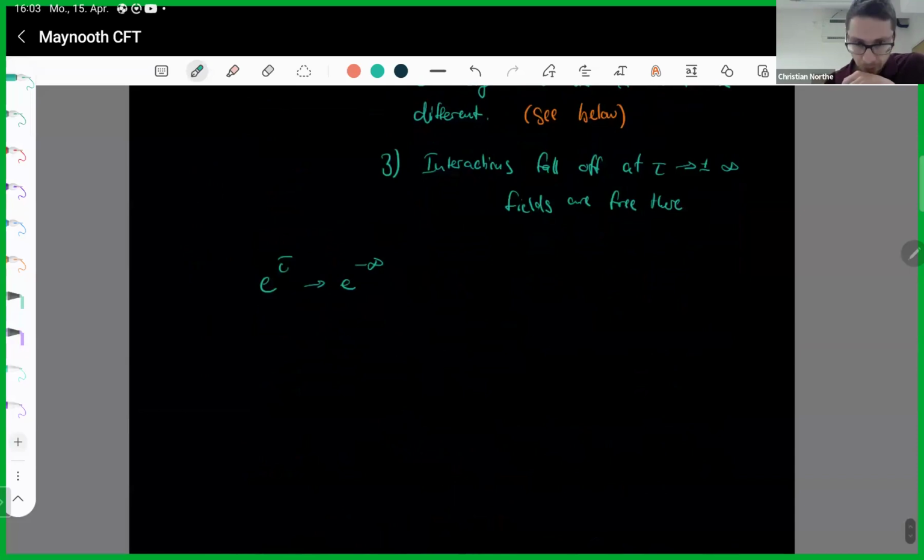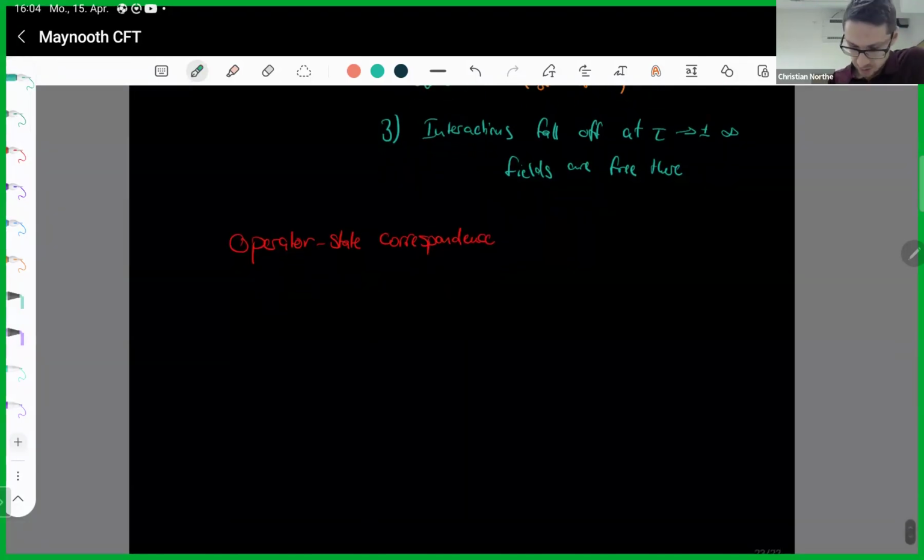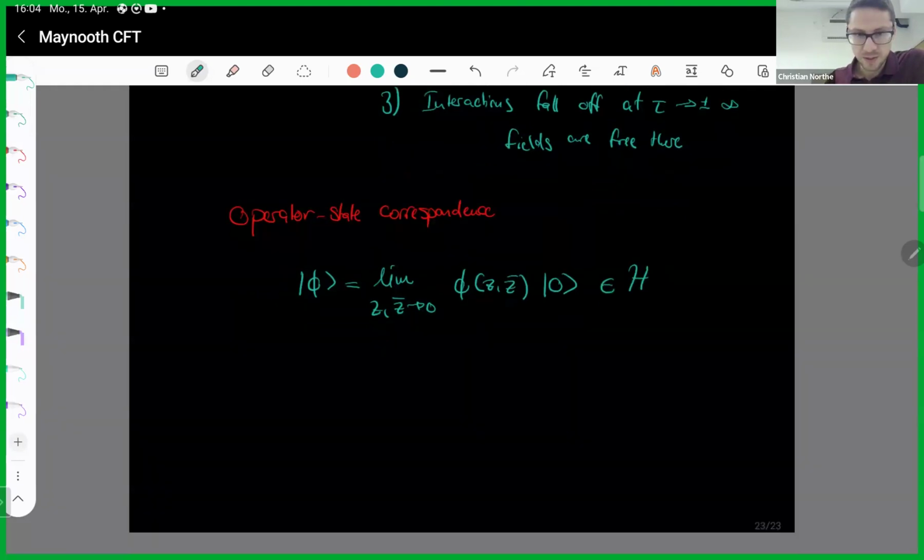So we're going to go there now, and we're going to propose the following: the operator state correspondence. The operator state correspondence goes as follows. I can construct a state phi as the limit when z and z bar reach the origin of a field acting on the vacuum. And this thing is claimed to be in the Hilbert space.